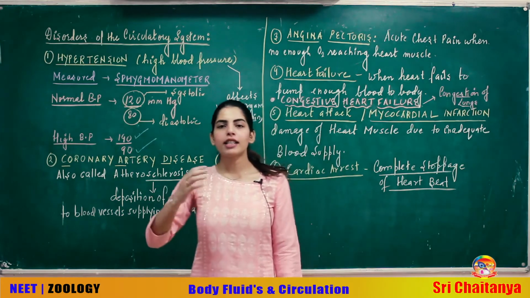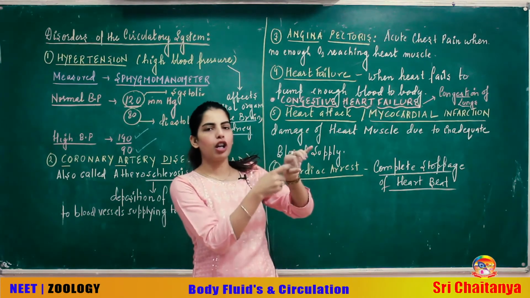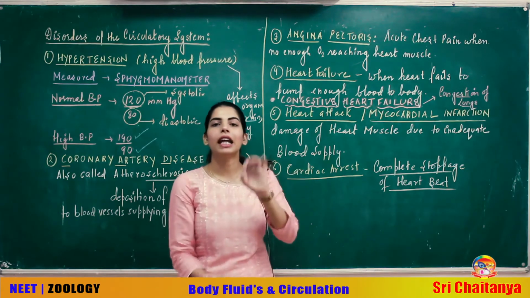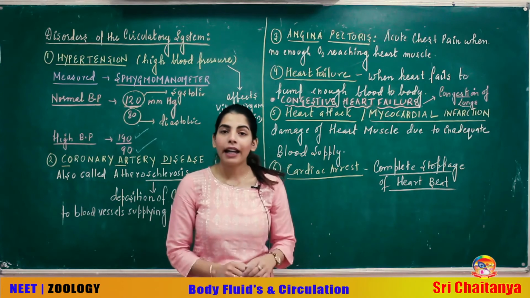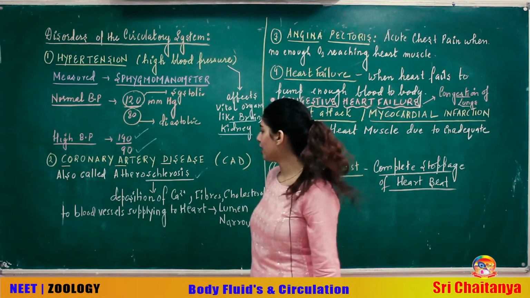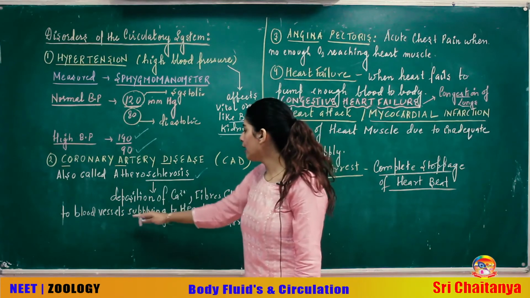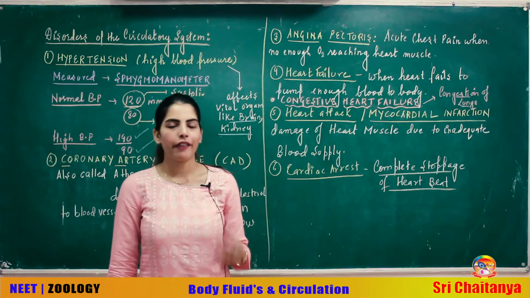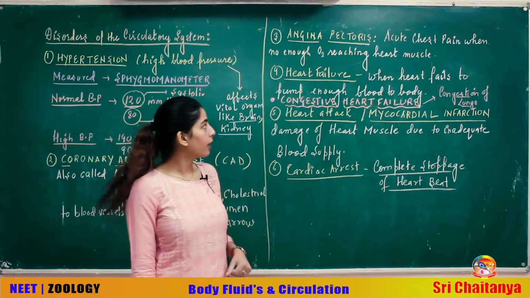So if you are depositing everything inside of this, what is happening? Cholesterol deposition, calcium deposition, fibers deposition, the lumen will become thin, small, and that is going to affect the blood supply. And this condition is called coronary artery disease, where the lumen is getting narrower because of the deposition of such things like calcium, cholesterol and everything.